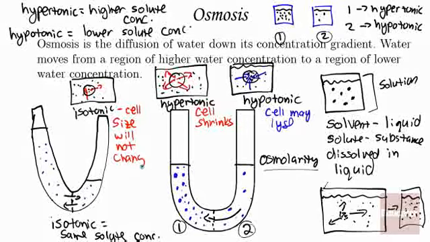So again, three situations. Hypotonic, water's going to rush into the cell, may lyse even. It'll get bigger, possibly lyse. Hypertonic solution outside the cell, water will leave, the cell will shrink. An isotonic solution, no net movement of water, the cell size will remain unchanged.